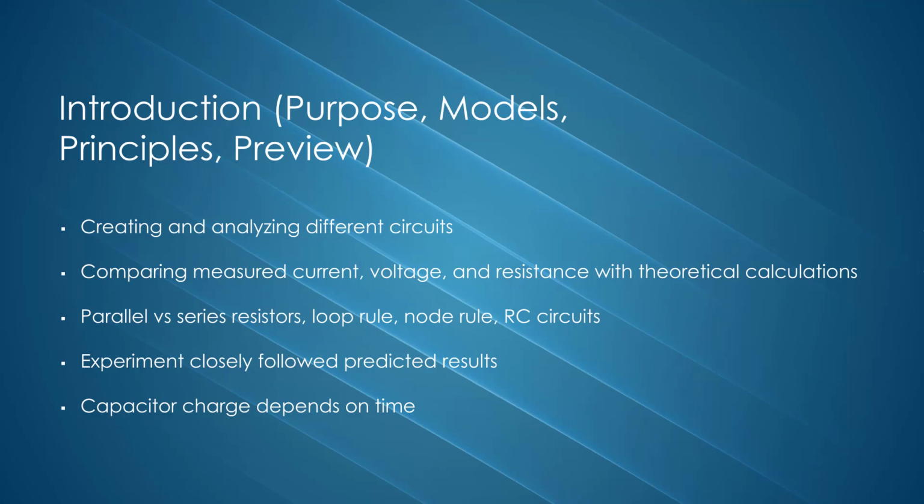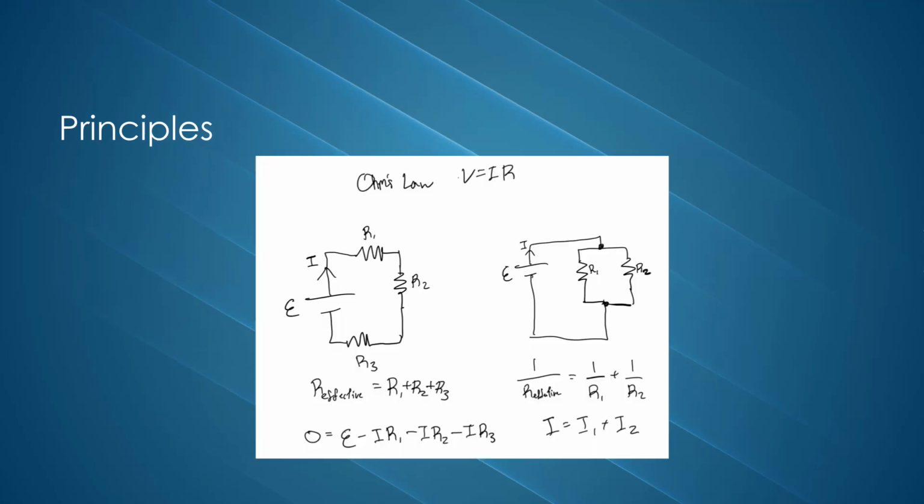What we found was that our experiment's results closely followed our predicted results, and that capacitor charge will depend over time. Key principles. A big one is Ohm's law, which is V equals IR. And down below, you can see the relationship between the effective resistance and the individual resistors, depending on if the resistors are wired in series or in parallel.